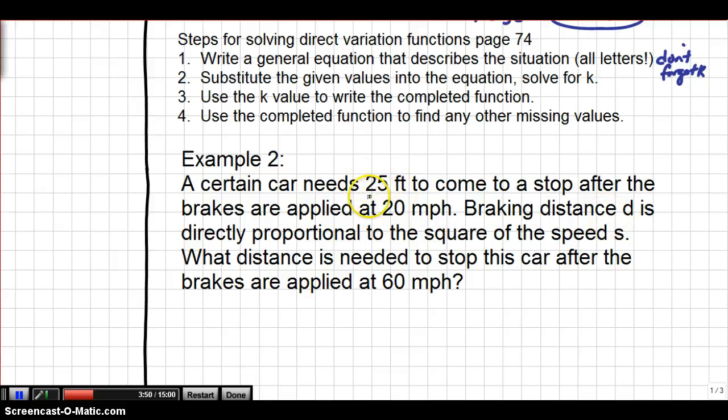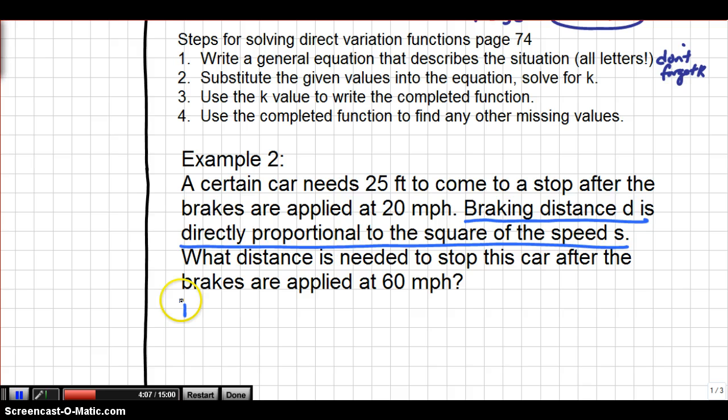So the first 2 numbers that they give you are a braking distance and a speed. We're going to use those later. Let's focus in on sentence number 2 to help us write a general equation. So the braking distance D is directly proportional to the square of the speed.